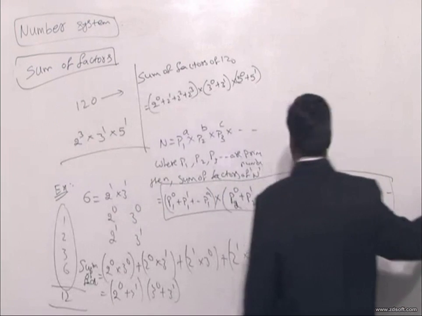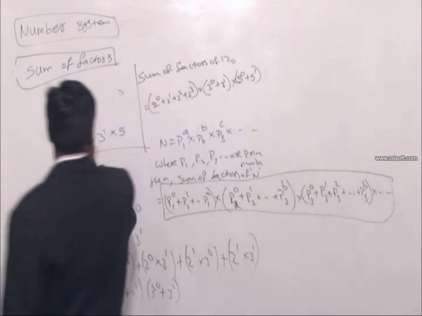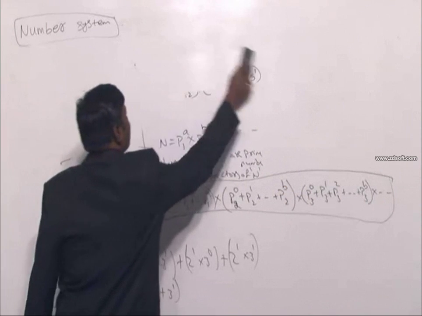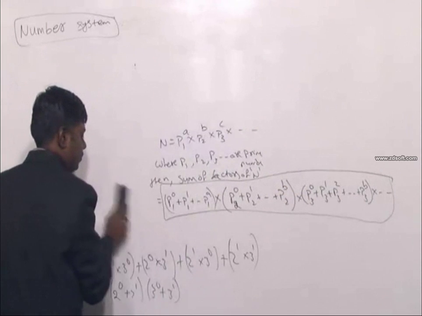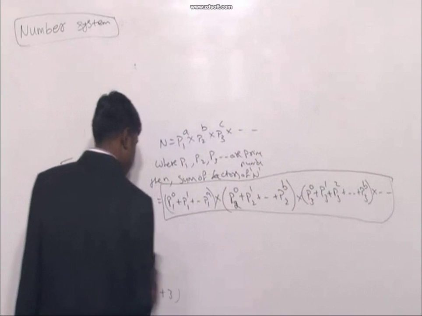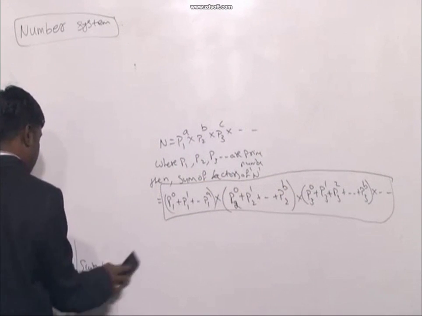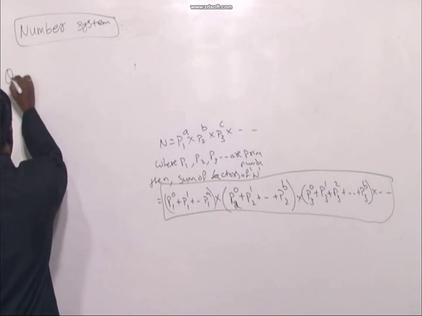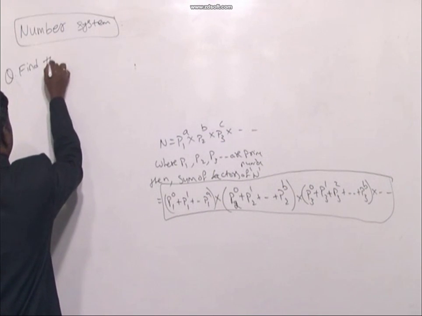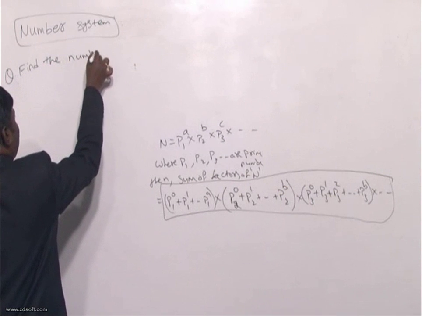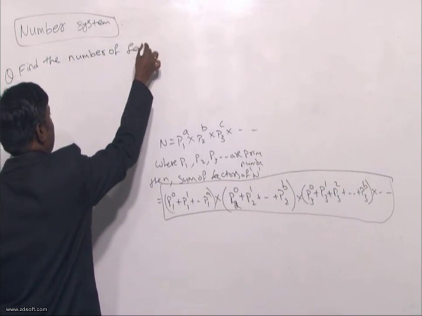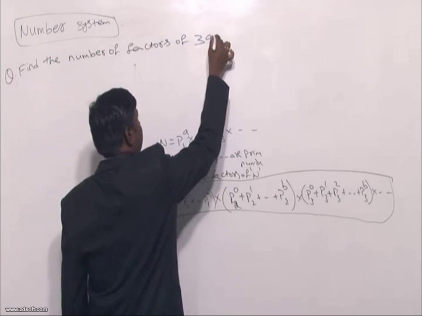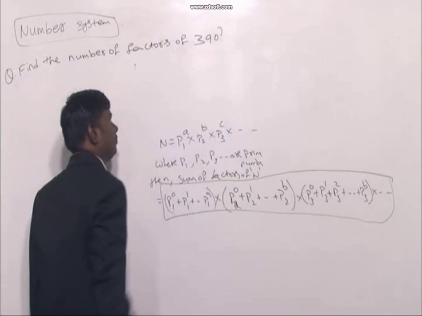Okay, let us take a small problem. Find the number of factors of 390. Try this problem.